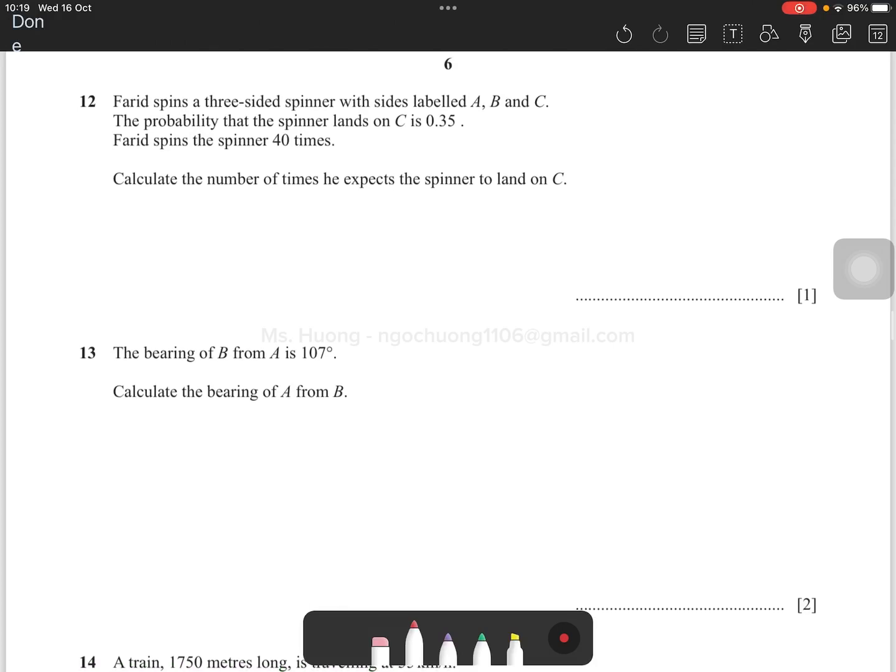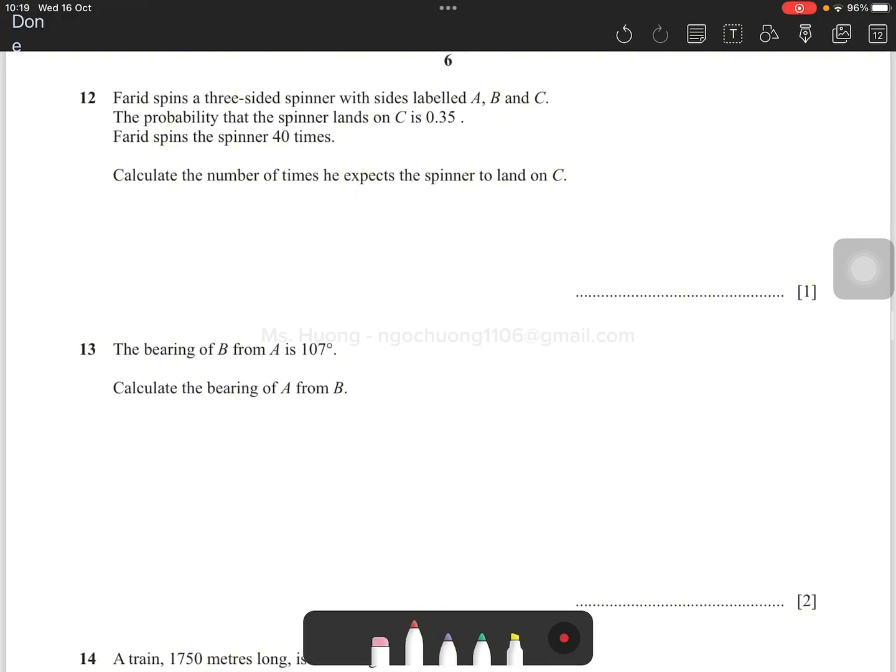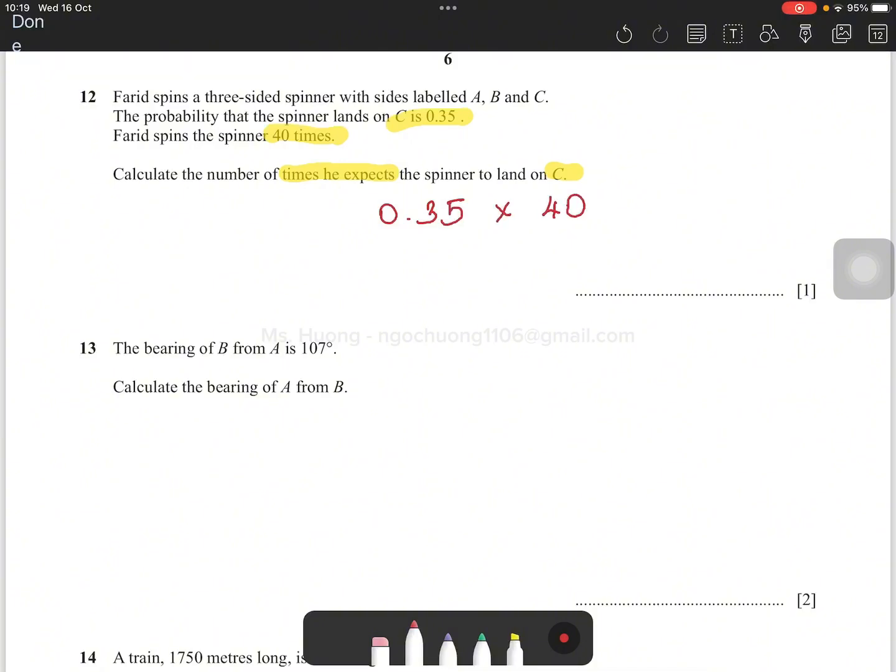Question 12. Ferret spins a three-sided spinner with sides labeled A, B, and C. The probability that the spinner lands on C is 0.35. Ferret spins the spinner 40 times. Calculate the number of times he expects the spinner to land on C. So in this case, we just multiply the probability 0.35 by the number of times he spins, which is 40. And the answer for this is 14 times.